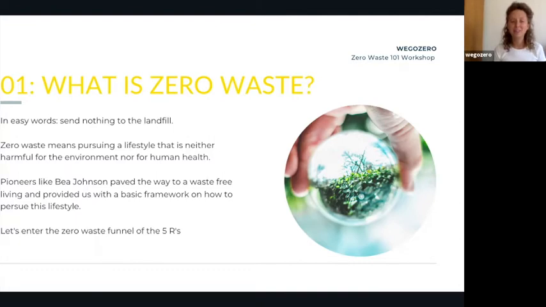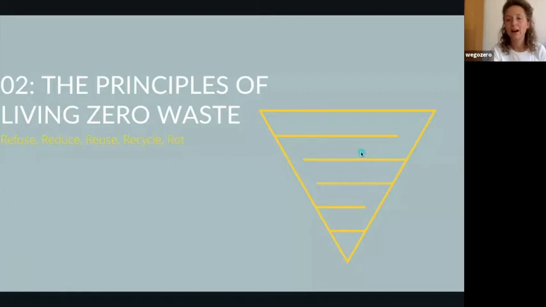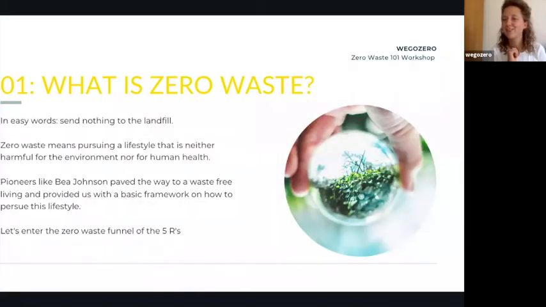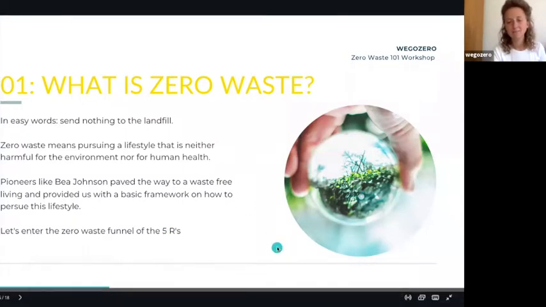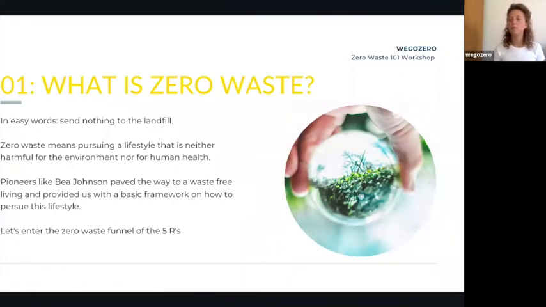But now enough definition. Let's enter the zero waste funnel. The principles of zero waste are divided into 5 R's. Oh, I should not have shown you this already, because I have a question for you before we get to the next slide. So the 5 R's, I would like you to guess the 5 R's and write them in the chat. I'm sure the first 2, 3, 4 R's come easily, but there is mostly 1 R that is a bit tricky. You can also unmute yourself. We're a small group today, so just shout out whatever comes to your mind.